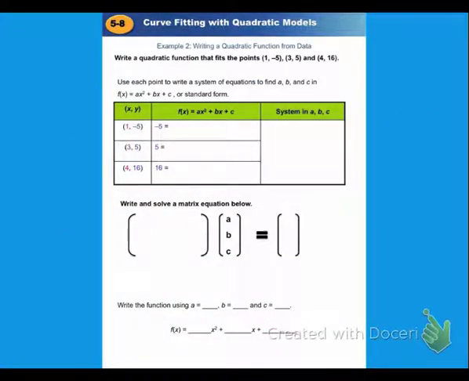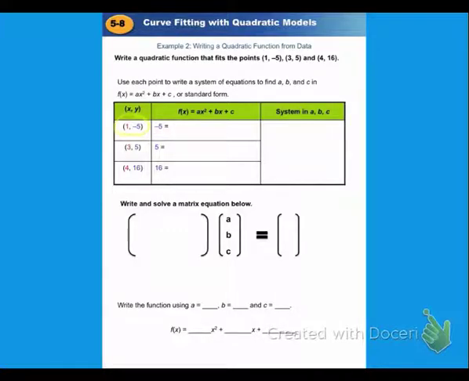All right, so we want to write a quadratic function that fits the points (1, -5), (3, 5), and (4, 16). So we're going to use each point to write a system of equations to find A, B, and C. So we'll take each point, we'll write an equation from it, and then that way we'll have 3 separate equations that we can use to write a system to solve. So what we do is we take that standard form of a quadratic, f of x is equal to ax squared plus bx plus c, and we plug each of the ordered pairs into that function.